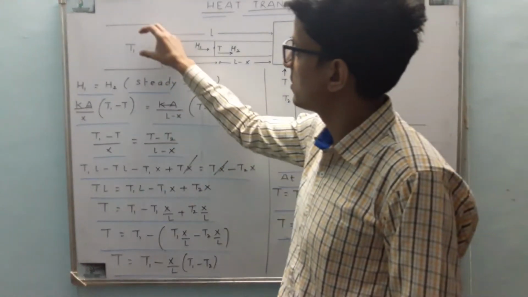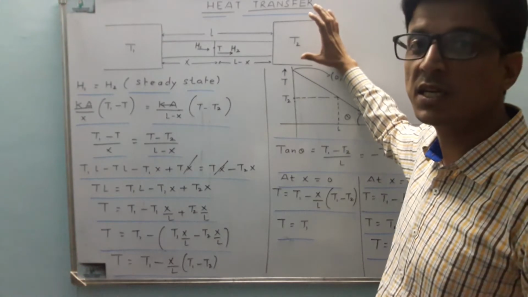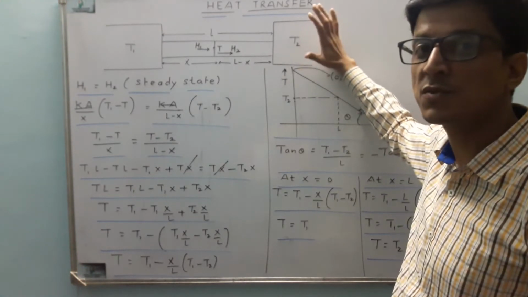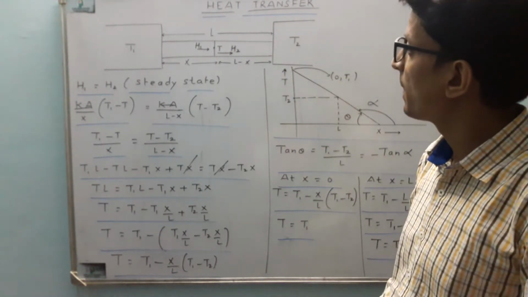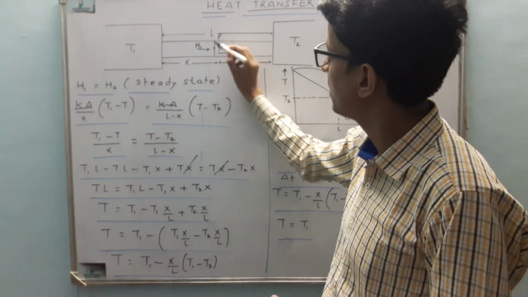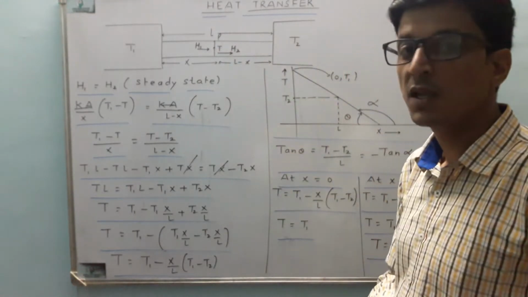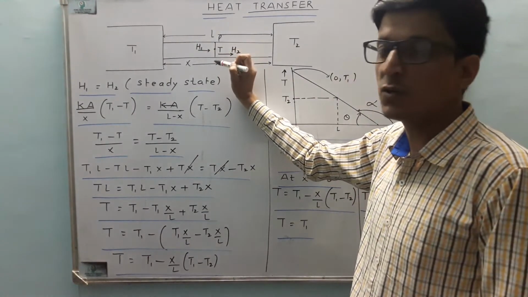So suppose this body has a temperature T1, this body has a temperature T2. They are maintained at T1 and T2 by some external source, and they are connected by a conducting rod having length L. Let's find the temperature of a point P on the rod. Let's assume the temperature is T. So obviously T will be less than T1 and greater than T2.